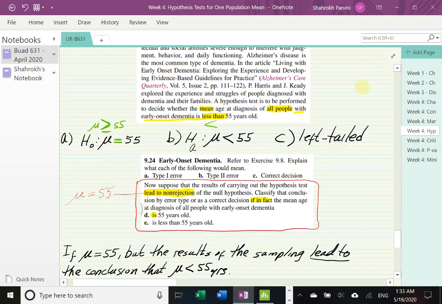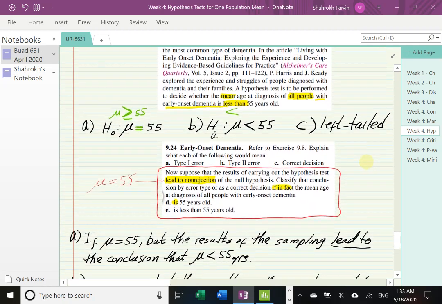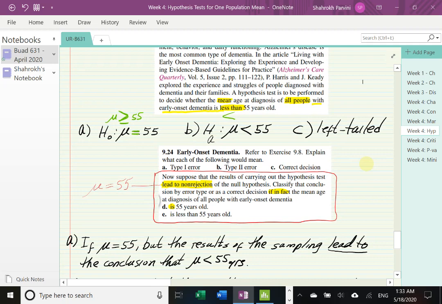So here's the answer to part A. Remember, type 1 error is rejecting a null when it's true. The null hypothesis says mu is 55. If we reject it and it's in fact 55, that's the type 1 error. So I've written: a type 1 error is if mu is indeed 55, but the result of the sampling led to the conclusion that it's actually not 55. In this case, the alternative said less than.